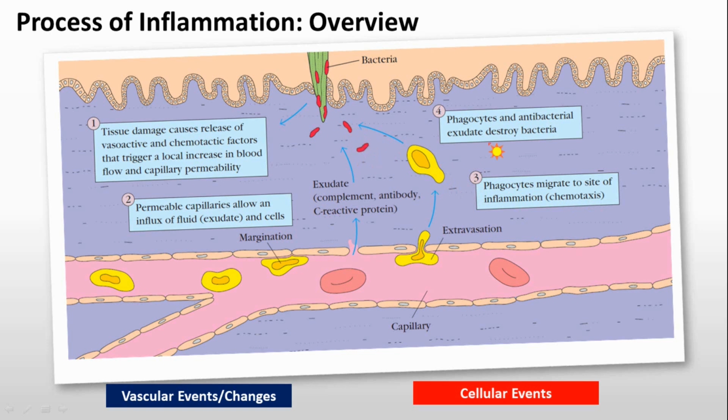Now the next step is that these phagocytes and antibacterial proteins, or you can say the exudate, the fluid, destroy these pathogenic bacteria. So these bacterial cells will be removed by these phagocytic cells, and I will just mention here that the main population of these migrating cells are neutrophils and monocytes. And monocytes, when they enter here, will become macrophages, and these cells will engulf these bacterial cells.